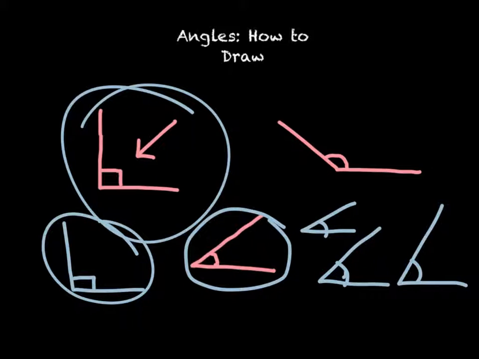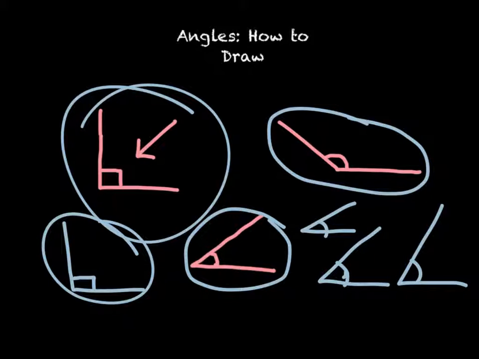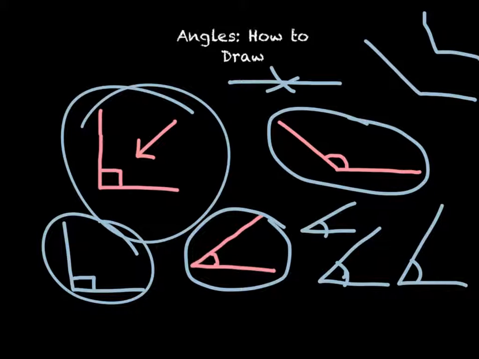And then for our last one, we have our obtuse, and we want to make sure that we are not making a straight line. We don't want that, but we want more between 90 degrees and 180. So we can do this, we can do that, or even almost 180 degrees, as long as we're not hitting that 180 degrees.